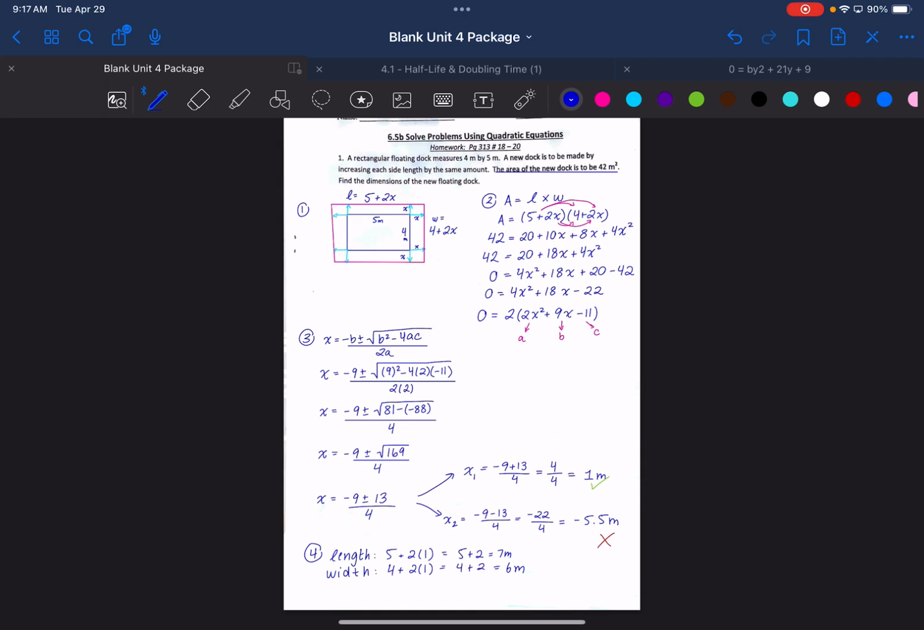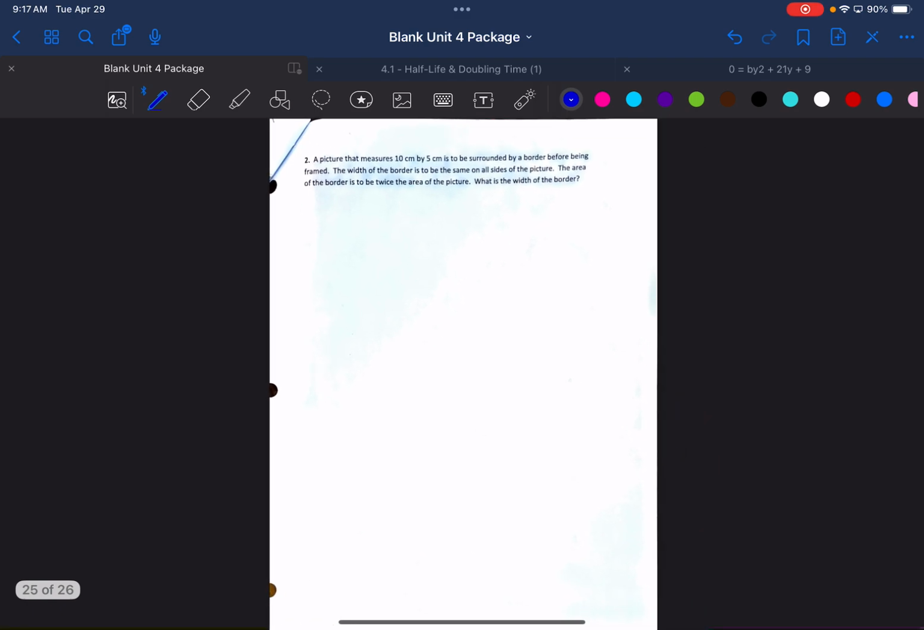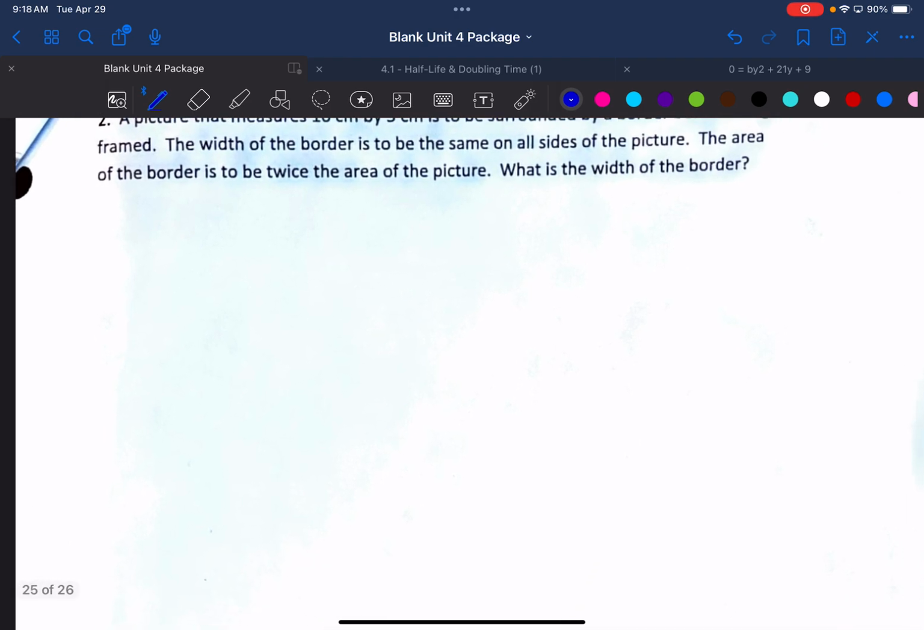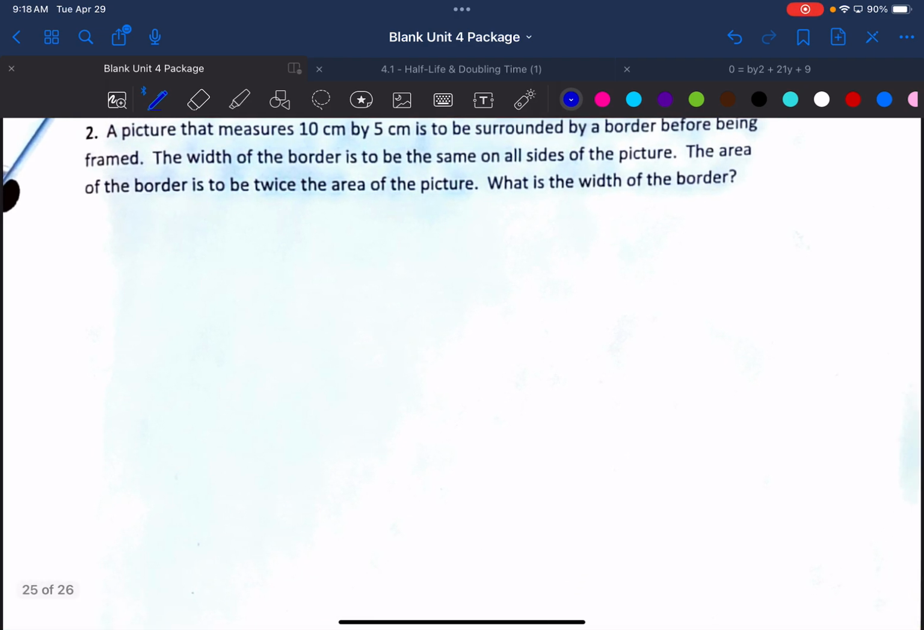Okie doke? I'm going to give Hannah her quiz, but for this one, it's the same scenario, very similar, where you've got a picture that measures 10 centimeters by 5 centimeters, and it's going to have a border, like a frame around it. You know those white borders around pictures? It's going to have that, and it says the width of the border is the same on all sides, so it's like equal width all the way around. And I want you to try and draw that in a diagram. We'll get into solving together, but see if you can try visualizing it, okay?